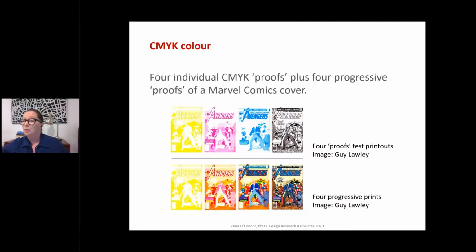So here are the individual proofs of a Marvel Comics cover. The top row features the 4 proof test printouts. And then the second row shows the 4 progressive proofs of the same colour. And as you can see in CMYK printing, with each print, the image starts to become more meaningful. So in CMYK printing, yellow is printed first, red is then printed on top of the yellow, then the blue, and finally the black.